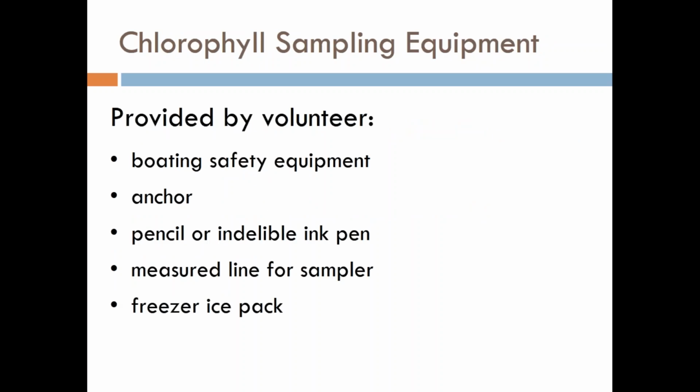There's some things that you need to provide. PFDs, anchors, just like what you would use for the other parameters. That pencil or the indelible ink pen, a Sharpie. You never use a ballpoint pen. You will need your own line. The line will get attached to the chlorophyll sampler, and you'll need to have it marked in ½ feet. So that's something that we don't provide that you'll need to provide for yourself. So a line, it could be like an anchor line, for example, but it would be used with the sampler. And just like with phosphorus, you're going to want a freezer ice pack in the container to put it in.